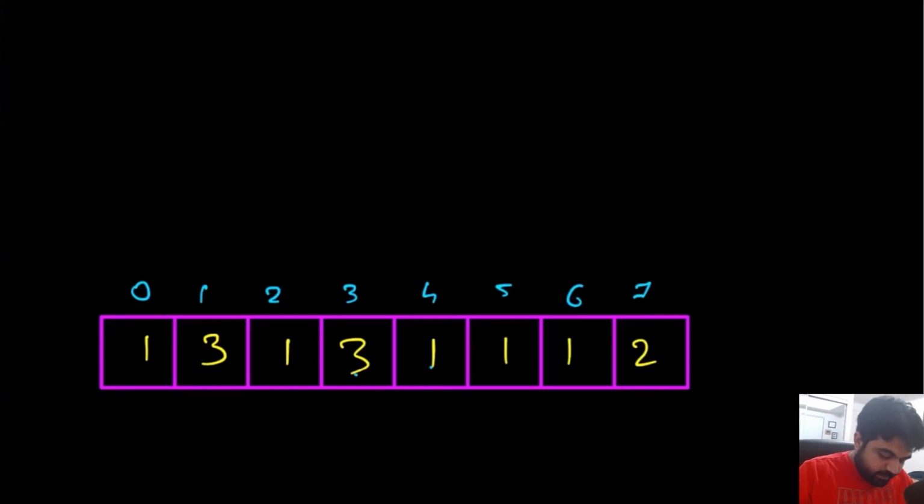Now for the greedy approach, we are actually going to keep track of 4 different variables. The first variable we are going to keep track of is the index value we are currently at. So let's just name it as index.